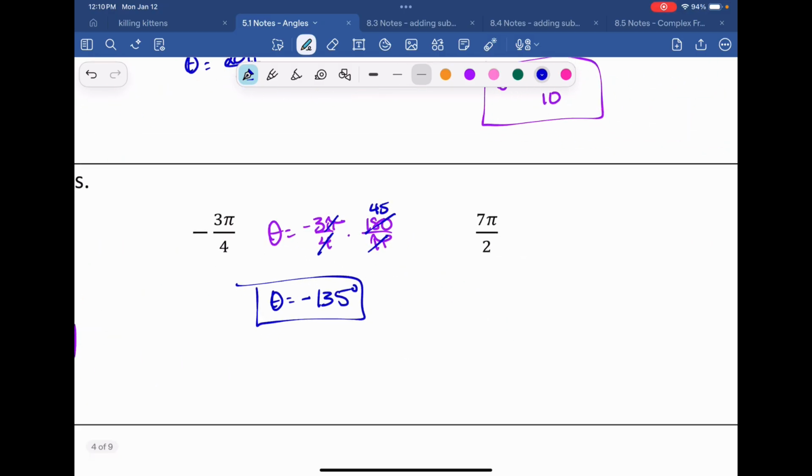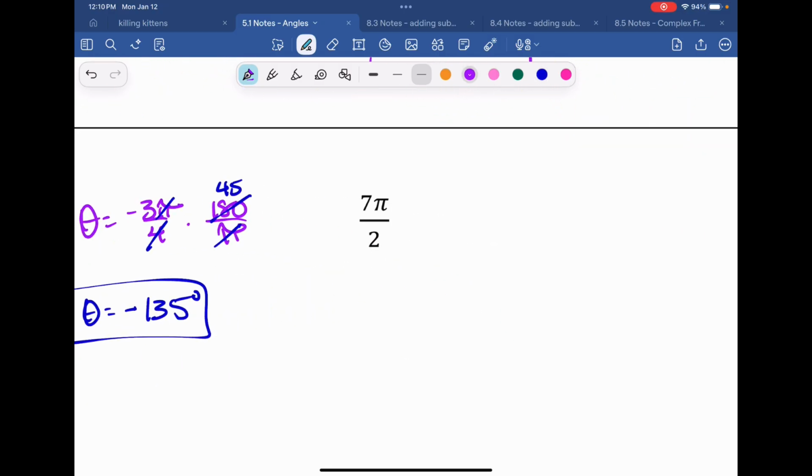And 7 pi over 2. So your angle times 180 degrees over pi. Pi cancels. 2 goes into 180, 90 times. 7 times 9 is 63, so this would be 630 degrees.